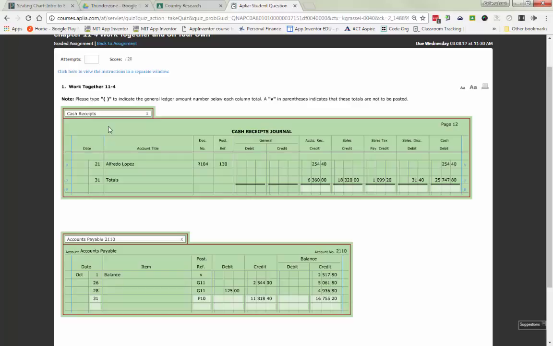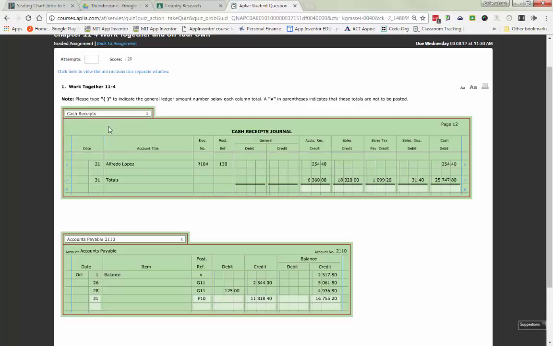But typically what we would do, Aplia doesn't allow us to do this, but I would put a check mark underneath them in parentheses, because if I put nothing there, it looks like I just forgot about it. But Aplia will not let me do that. Otherwise I would do parentheses, check mark, or in Aplia land I would use the letter V to indicate a check mark on those, to say I know I don't post them as a total, but I don't want to make it look like I'm leaving it blank. We don't post these as totals because they are automatically posted individually, and we don't have an account called general debit or general credit.